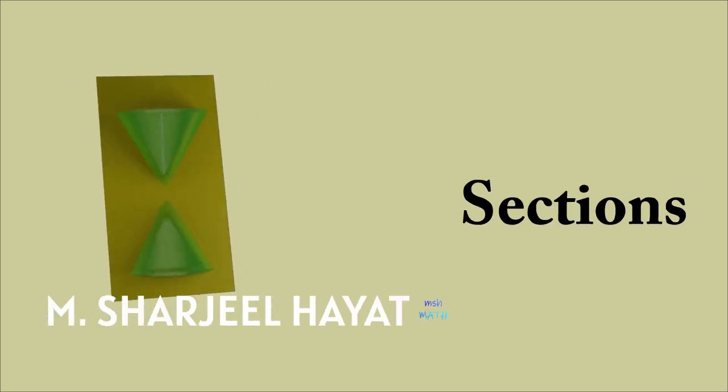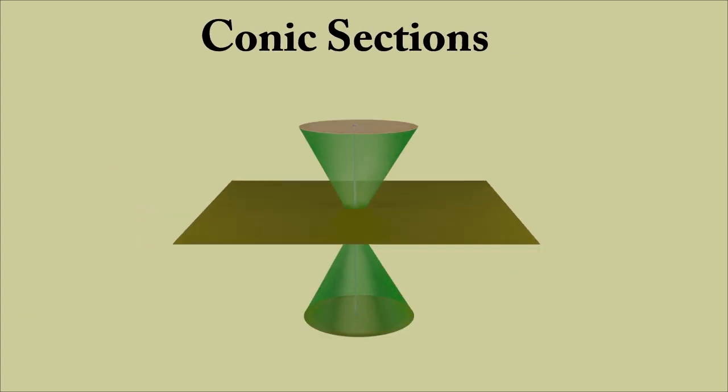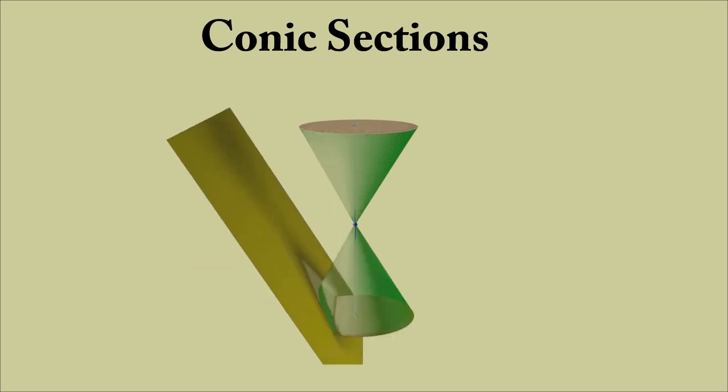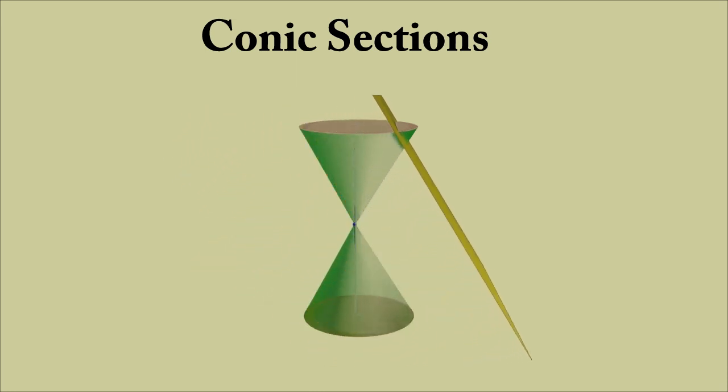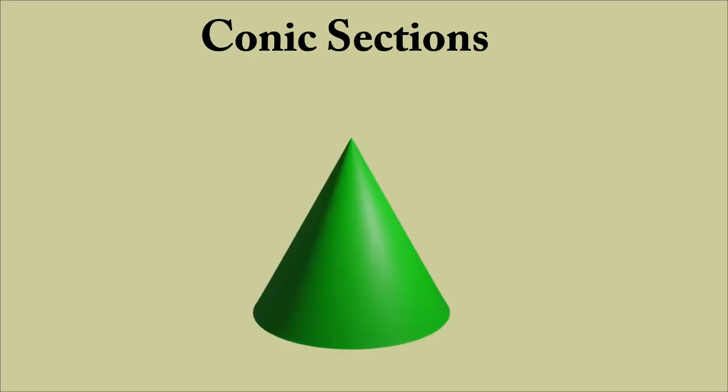Today our topic is conic sections. Conic sections, or simply conics, can be created by cutting a double right circular cone with a plane in 4 different ways. Before proceeding to conic sections, you should have an idea about a cone.